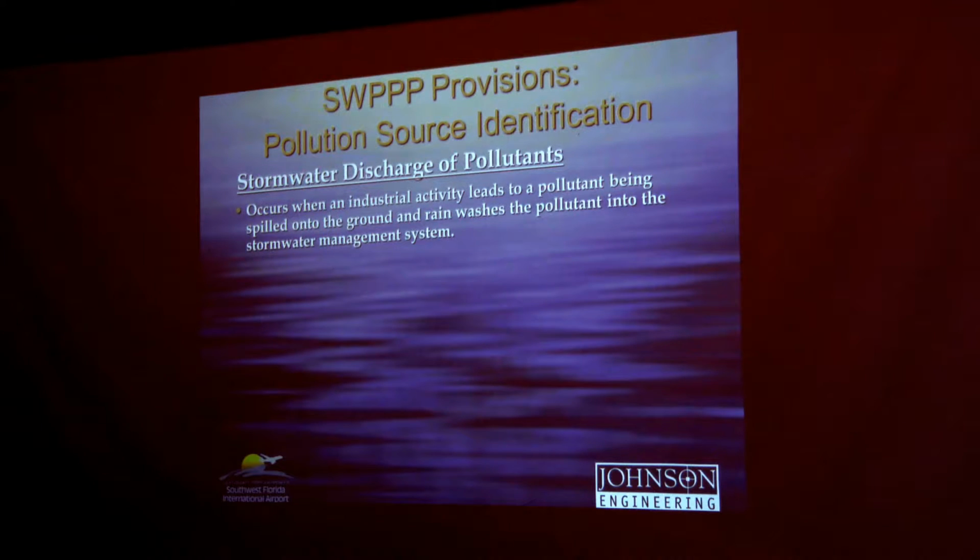Continuing on with pollution source identification, we have stormwater discharges. A stormwater discharge of pollutants occurs when an industrial activity leads to a pollutant being spilled onto the ground, and then the rain washes that pollutant into the stormwater management system.